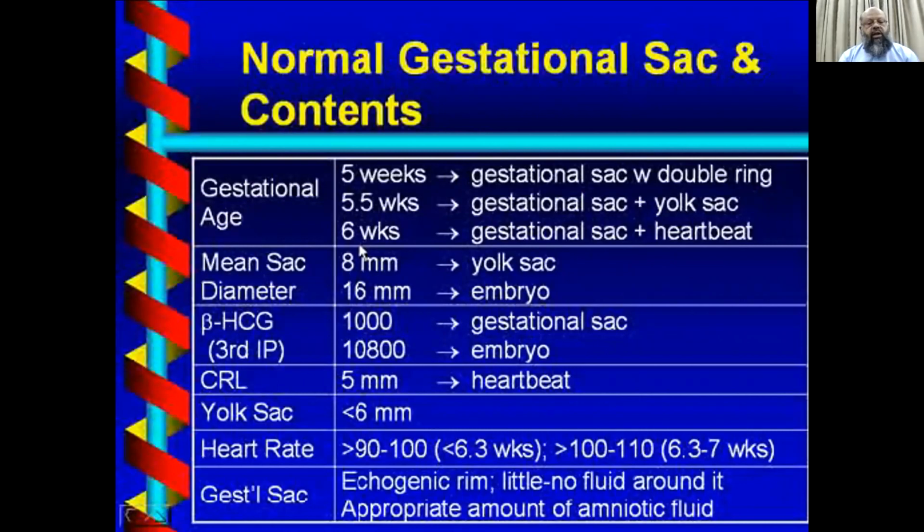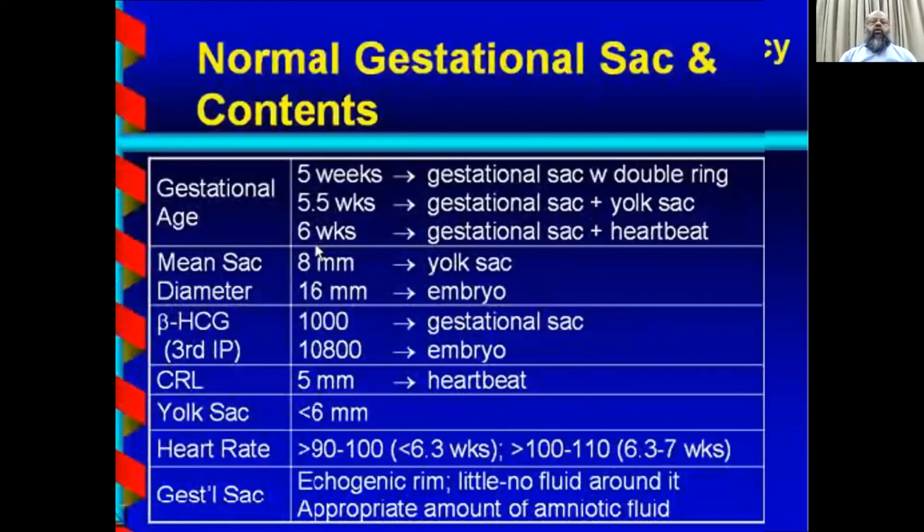When the gestational age is 6.2 weeks or less, we must have a heart rate of 90 to 100 beats per minute, and 100 to 110 is the minimum required from 6.3 to 7 weeks. Gestational sac has an echogenic rim, with little to no fluid around it. An appropriate amount of amniotic fluid is seen.